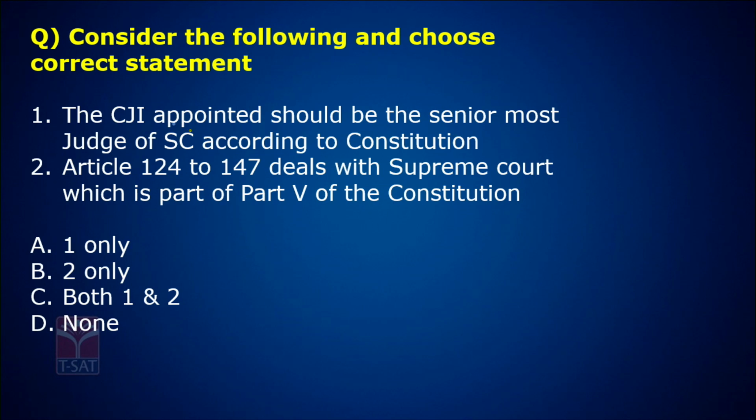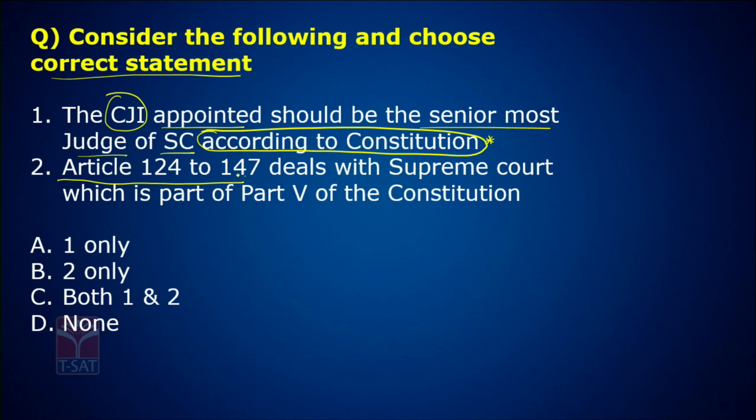Consider the following and choose the correct statement. The Chief Justice of India appointed should be the senior most judge of Supreme Court according to Constitution. This is a key statement here. Very key word. Let me decode this. Article 124 to 147 deals with Supreme Court, which is part of Part 5 of the Constitution.